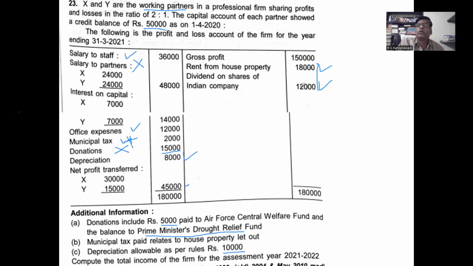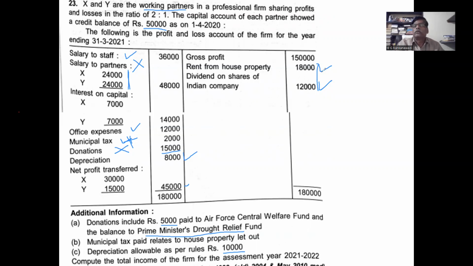In the book profit, you give working partner remuneration. First, you calculate according to 40B. The remuneration paid to working partners is only salary in this problem. Salary paid to working partners is 24,000 plus 24,000, 48,000. You consider the 48,000 actual paid and come to a decision regarding working partner remuneration. If you deduct the working partner remuneration, you will get income from business.